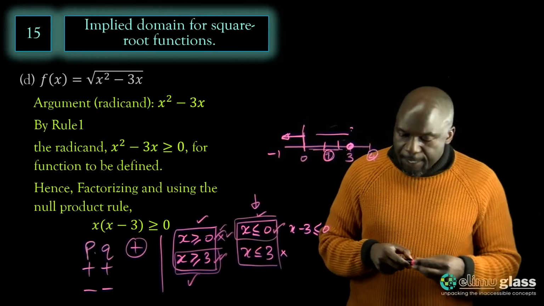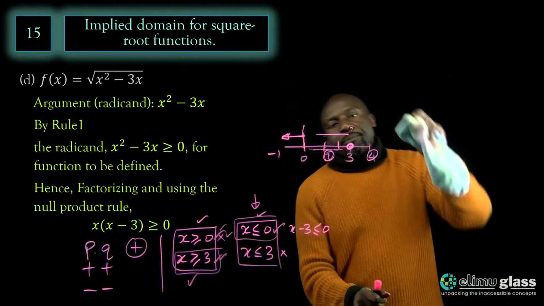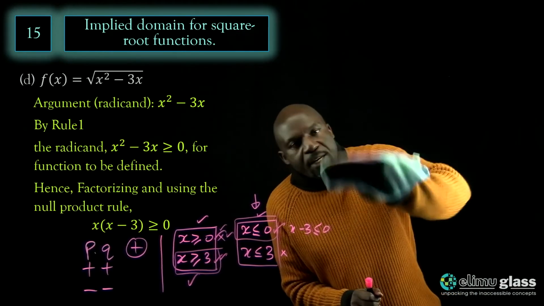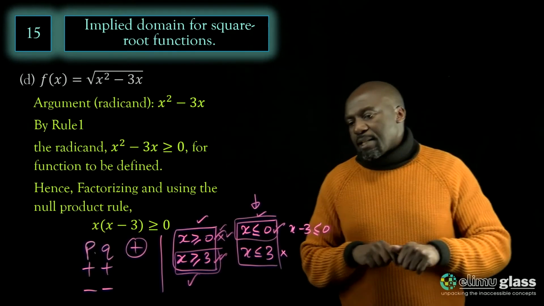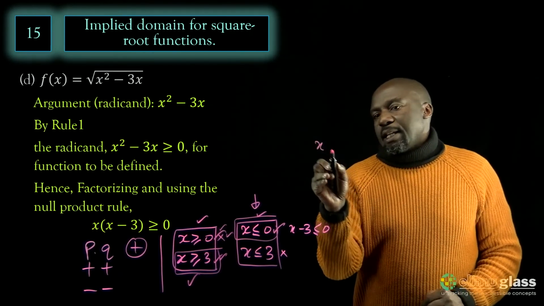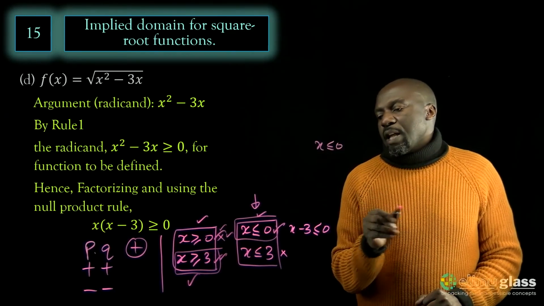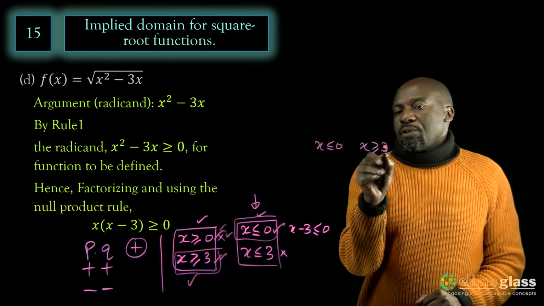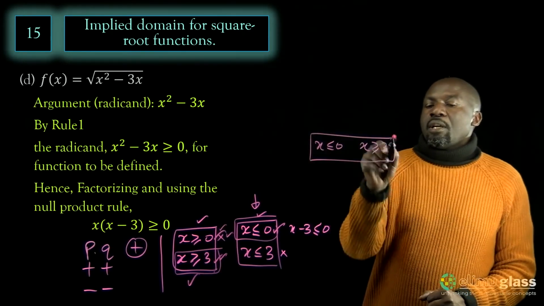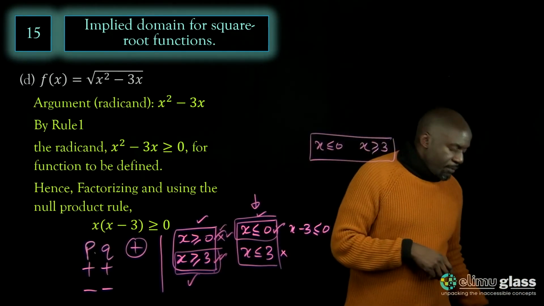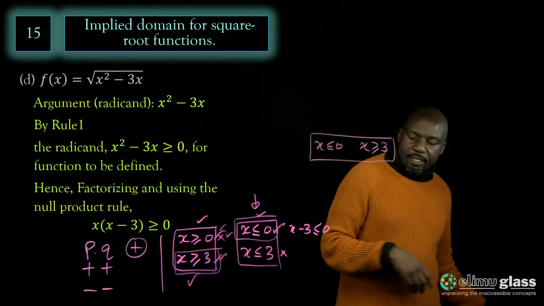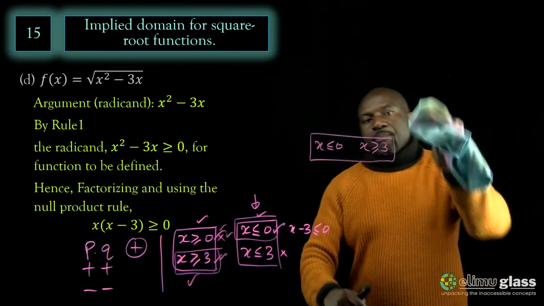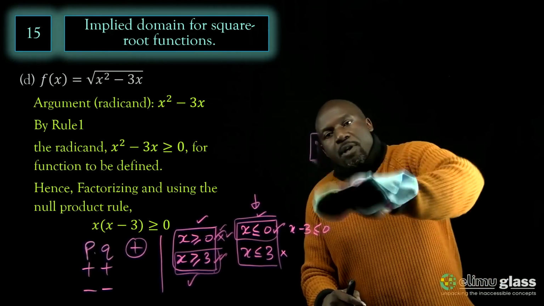So what are we saying? We are saying that our domain must contain values of x such that x is less than or equal to 0 and x is greater than or equal to 3. So these are going to be the representatives of our domain. Okay, so hopefully you've understood this. Let's see how that looks on a graph.